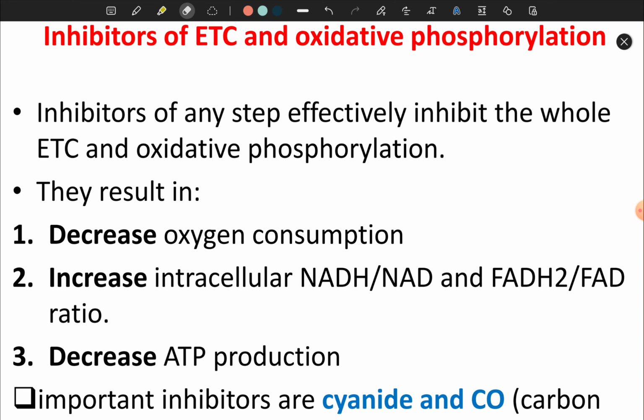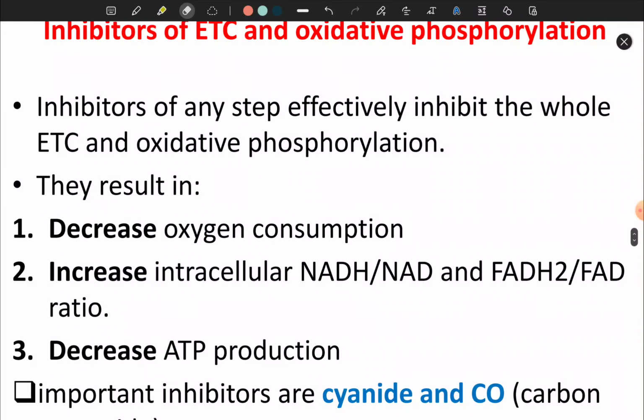So they result in decreased oxygen consumption. Why? At the end of the cycle, we need oxygen. Since we have inhibitors of electrons moving through the cycle, we need less oxygen. So there will be decreased oxygen consumption, and increased intracellular NADH to NAD, or FADH2 to FAD ratio, because they will not be used by the cycle.